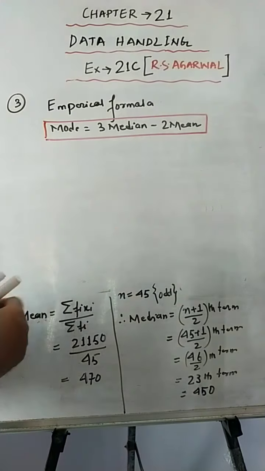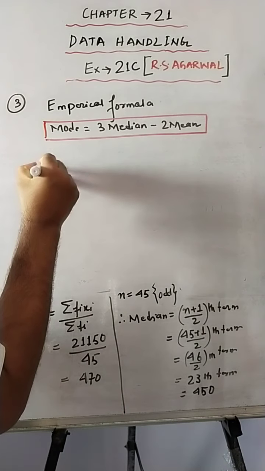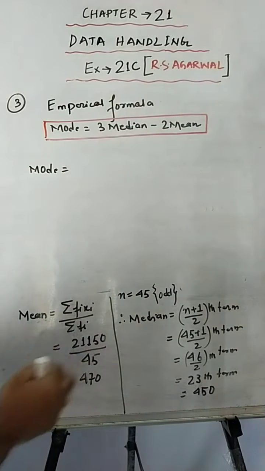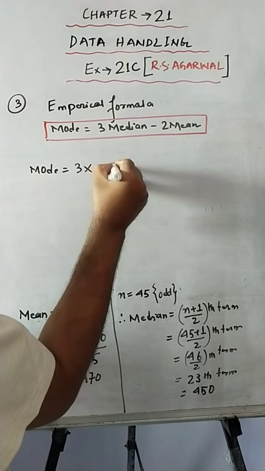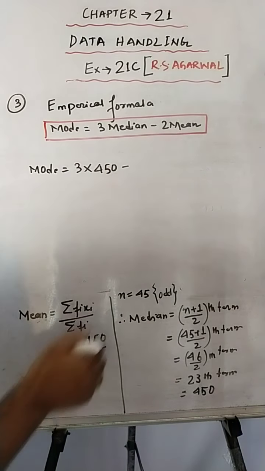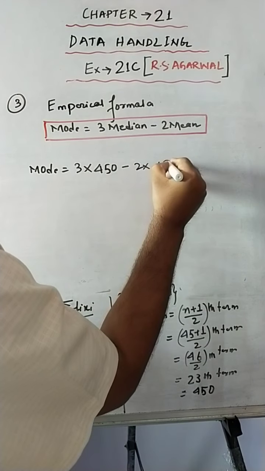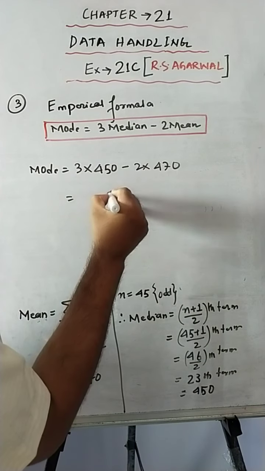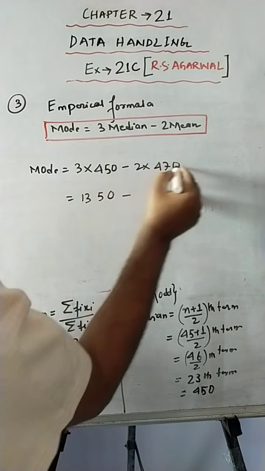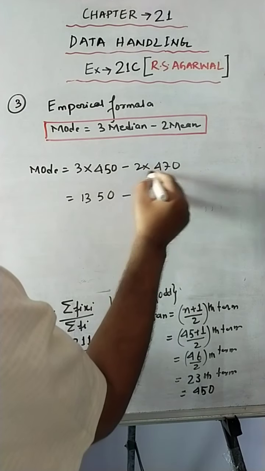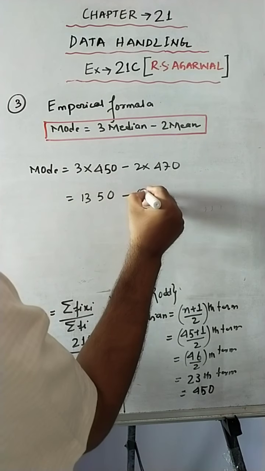Now, mode would be equal to 3 into median minus 2 into mean. 3 into median is 450, and 2 into mean is 470. So 3 zeros are 0, 3 5s are 15, 3 4s are 12, and we get 1350. And 2 zeros are 0, 2 7s are 14, 2 4s are 8, and we get 940.